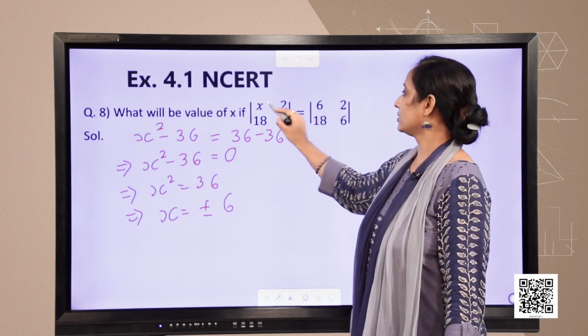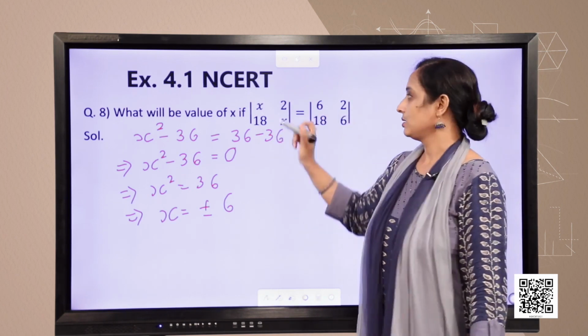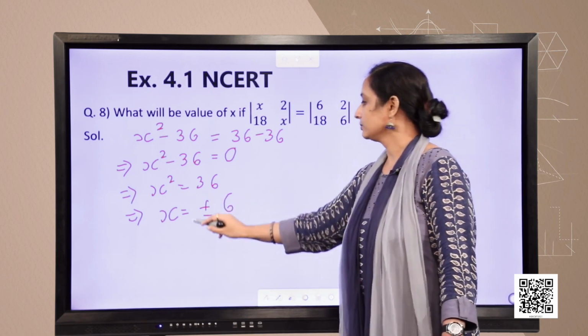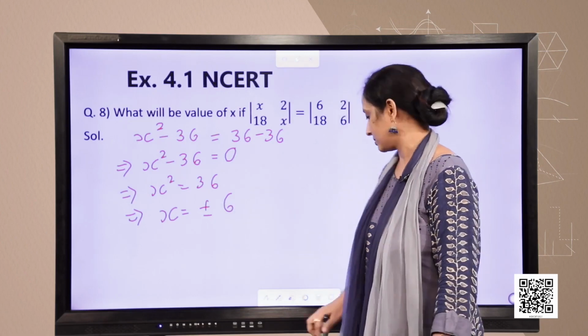If you would have calculated these two determinants as equal, that means x is coming as 6, you would have lost one value, x is equal to minus 6.